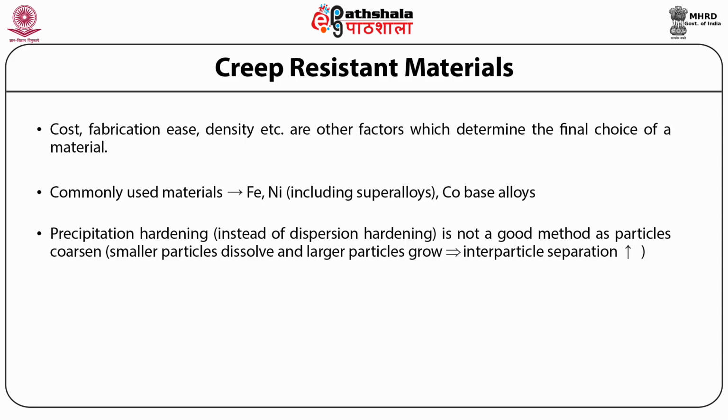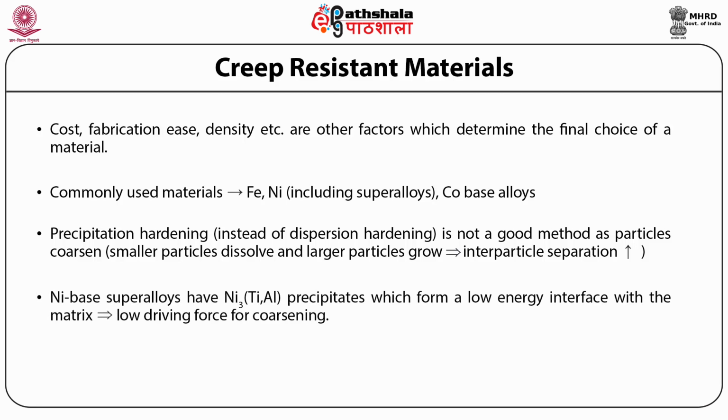Precipitation hardening instead of dispersion hardening is not a good method because as particles coarsen, the smaller particles dissolve and larger particles grow, which leads to an increase in the interparticle separation. Then the nickel-based superalloys have Ni3(Ti, Al) precipitates which form a low energy interface with the matrix, giving a low driving force for coarsening.